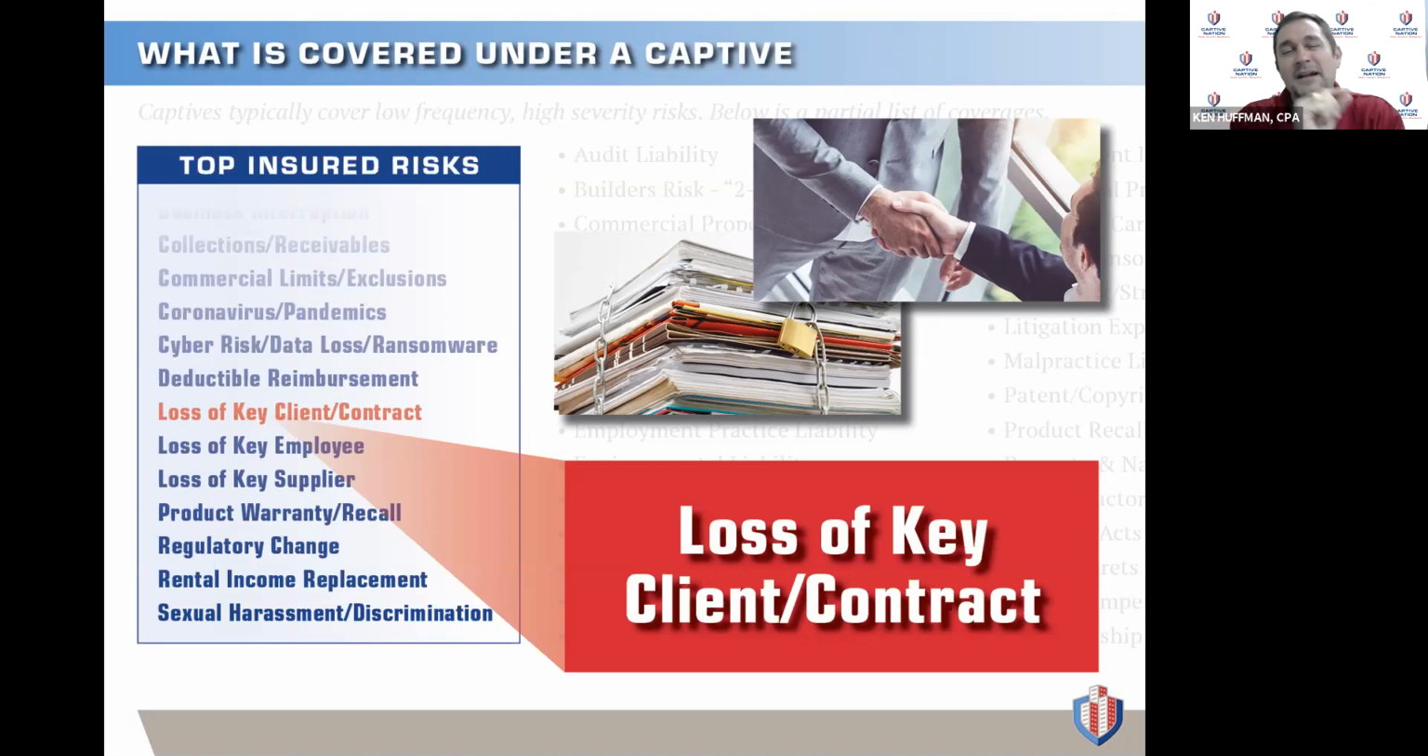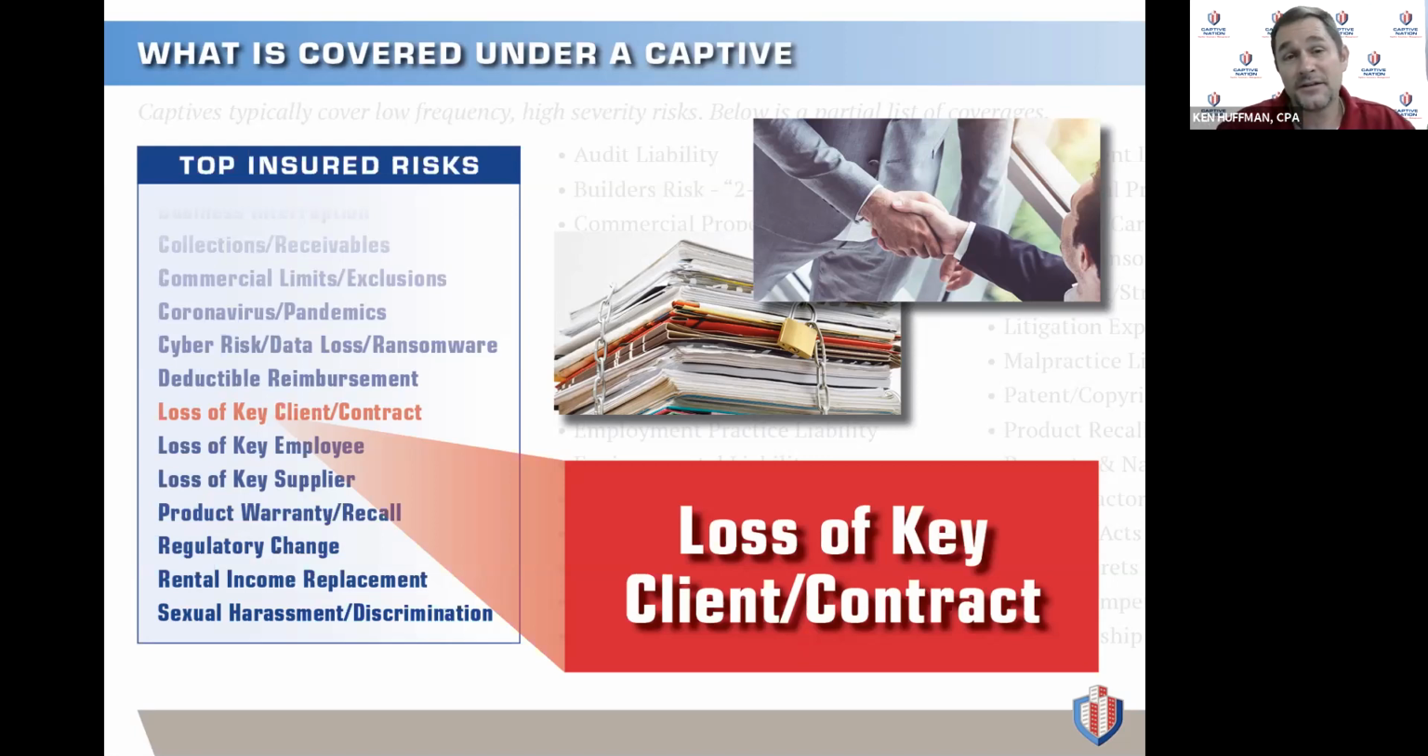Now remember, the money's not coming all directly from your captive insurance company, because all the policies that go into there, they're reinsured. Okay, and reinsurance is really cheap. So if something happens, like you lost that client, you would file a claim. Some of the money would come from the captive. Most of it would come from the reinsurance aspect of it.